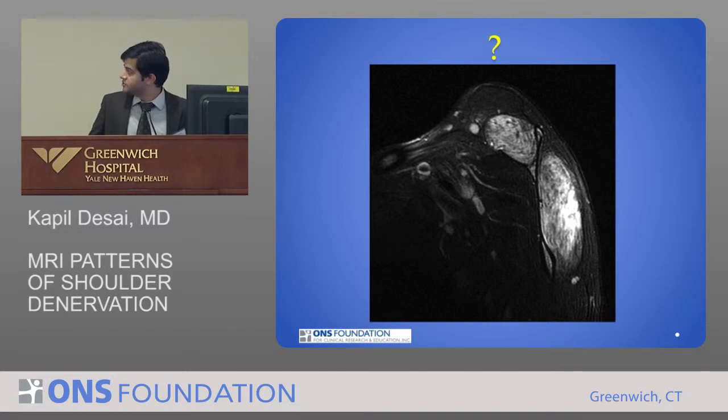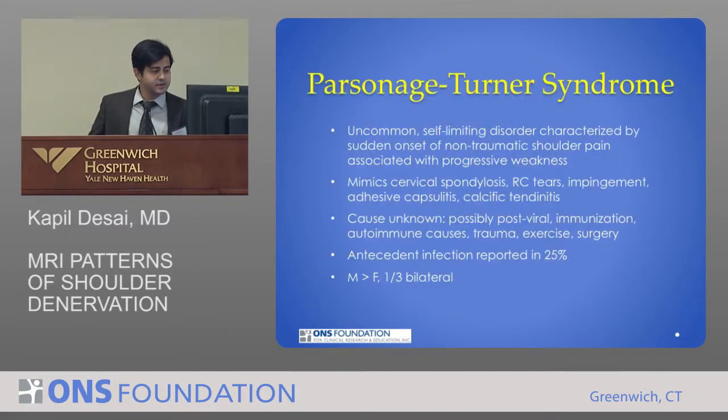And when you see mixed pictures like this, you want to think of either a brachial plexus injury or Parsonage-Turner Syndrome. This is an uncommon self-limiting disorder characterized by sudden onset of pain in patients who have no trauma history and no real athletic history to really explain why they're having these symptoms. The problem with this syndrome is that not only is it rare, but it also mimics multiple different problems in the shoulder, either cervical degenerative changes, rotator cuff tears, anything you might see in the shoulder. This is a great mimicker.